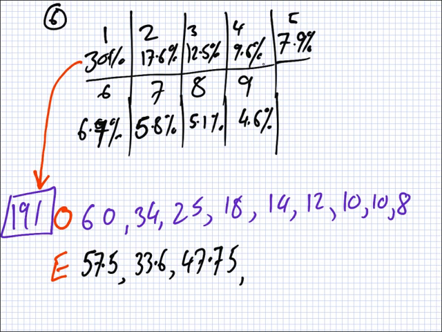9.6% of 191. 18.336. 18.34 then, okay. And then 7.9% of 191. 15.089, 0.89, okay. And then we're on to 6.7%. 12.797, okay, so 12.8 then.